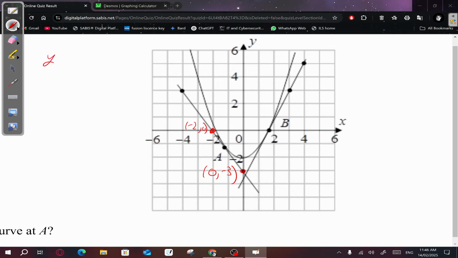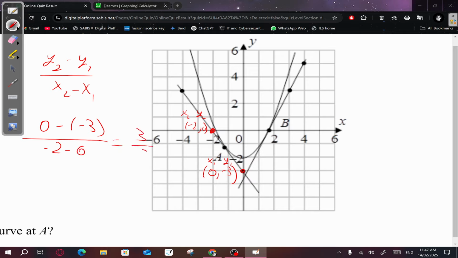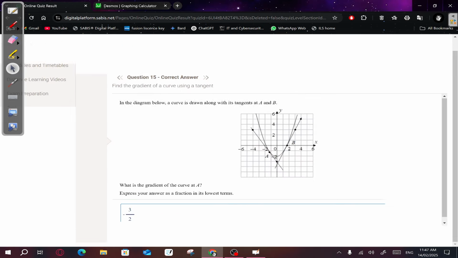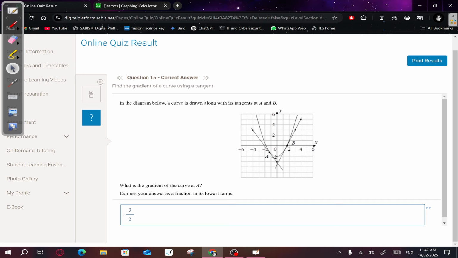Okay, so y2 minus y1 over x2 minus x1. It doesn't really matter again which is which. This is x2, y2, x1, y1. So 0 minus minus 3, over minus 2 minus 0. So it's going to equal 3 over negative 2, which is equal to negative 3 over 2. That's it. So our gradient should be negative 3 over 2, or negative 1.5.